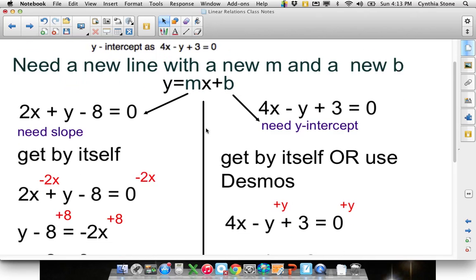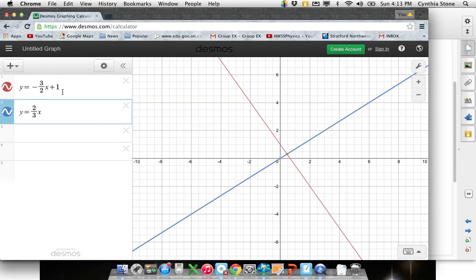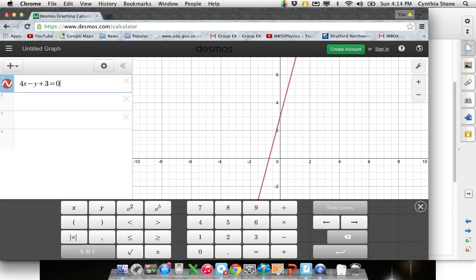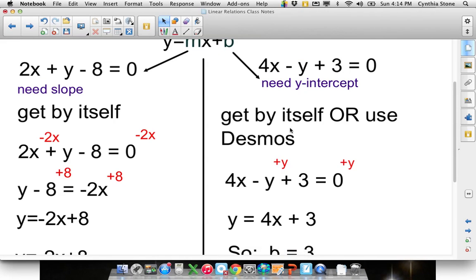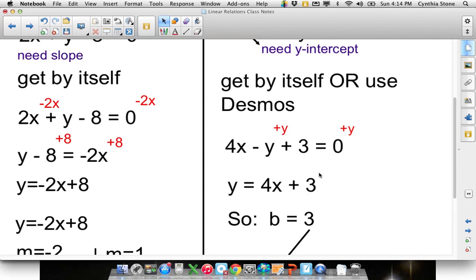Okay, so yep, actually it's really easy to use Desmos for this one. If I just take 4x minus y plus 3 equals 0, put that in, there's a line, and it crosses at 3. So there's my b. That's all I need to know. I need the same b as this line, which is going to be 3. But I could rearrange it, get y by itself, and there it is.